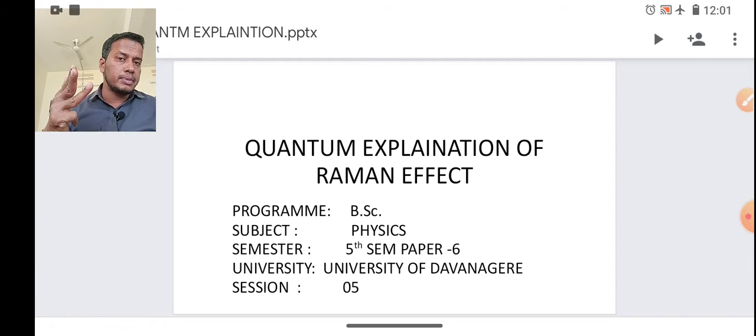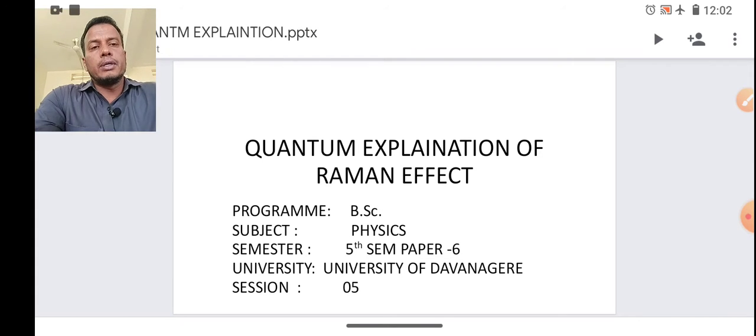So, three types of lines come out of these solutions. They are called Stokes lines, anti-Stokes lines, and the third one, the Rayleigh line, which is unmodified, as it comes out the same as it was incident. So, that is the Raman effect.